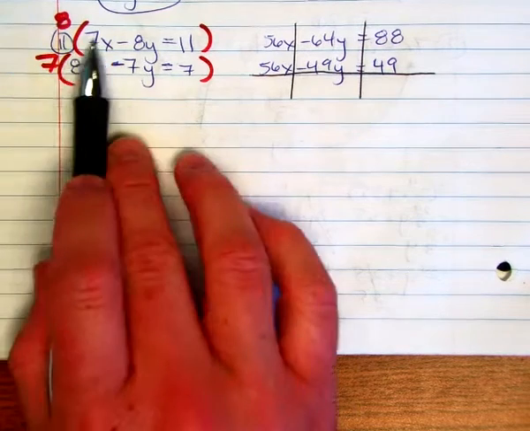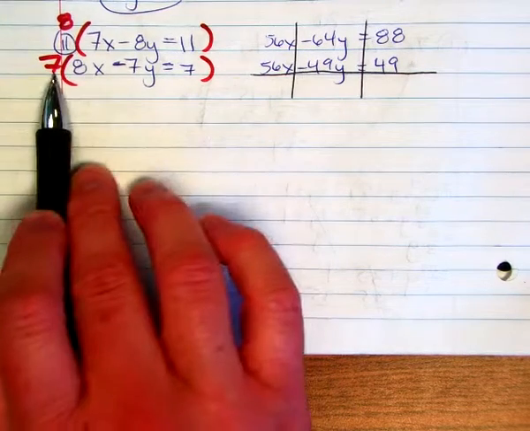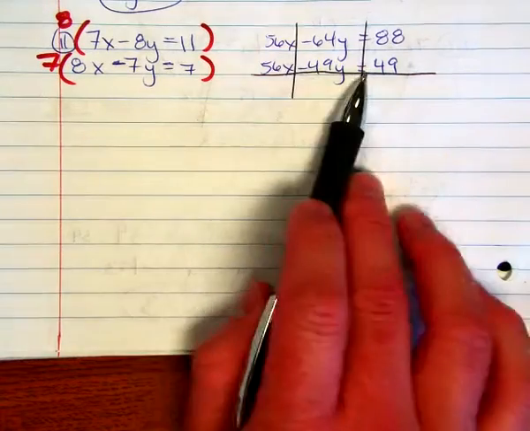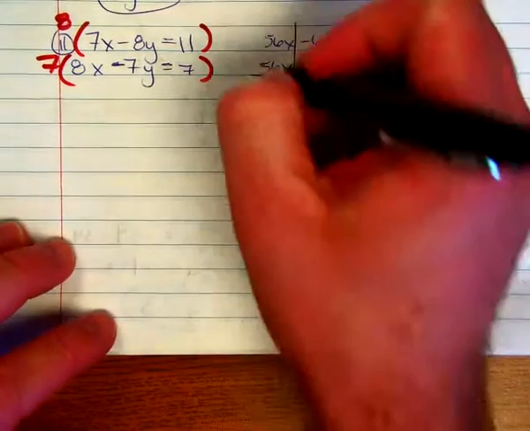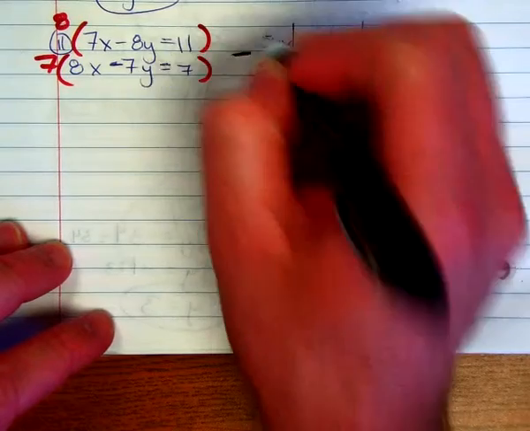So we needed to make the x's match. We did the top times 8, the bottom times 7 to get these numbers to make the x's match. They both say positive 56. Since they are exactly the same, we should be subtracting.